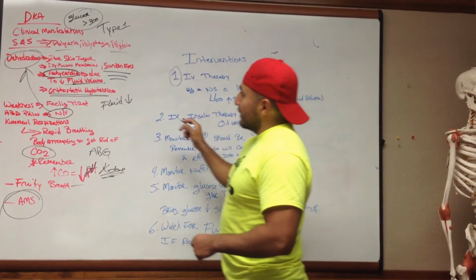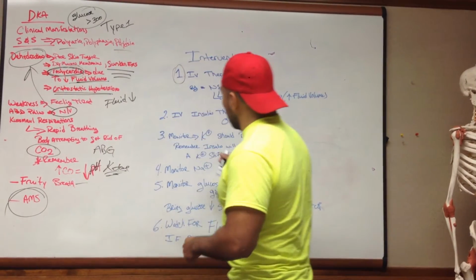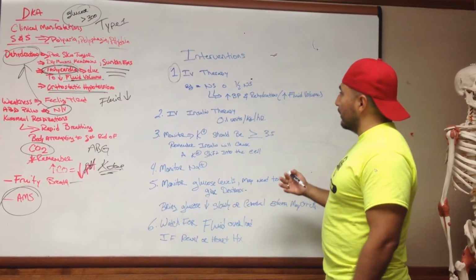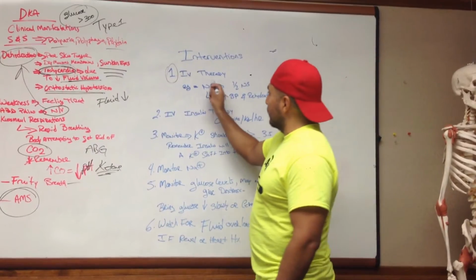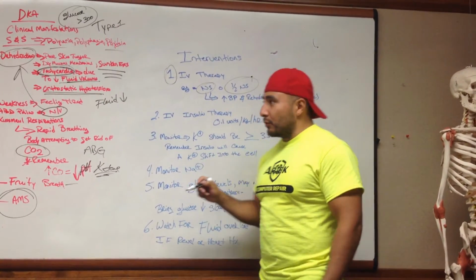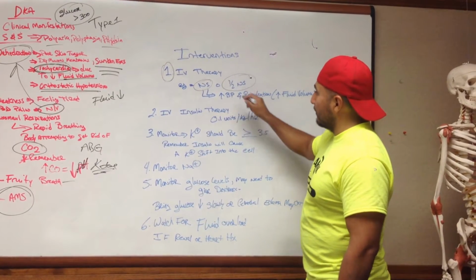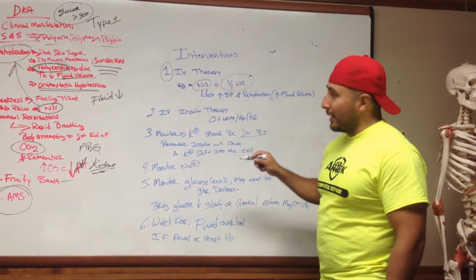We already established that they're going to be dehydrated, they're going to be tachycardic, so you want to replenish that fluid volume. So you'll most likely give normal saline or half NS. This will again depend on what the physician orders. You will not make that call. You will give them IV fluid after you've established IV access, of course.